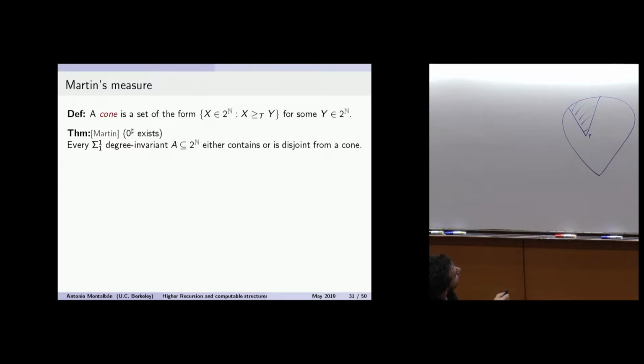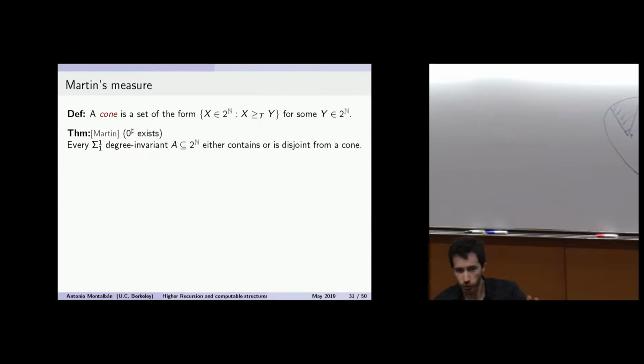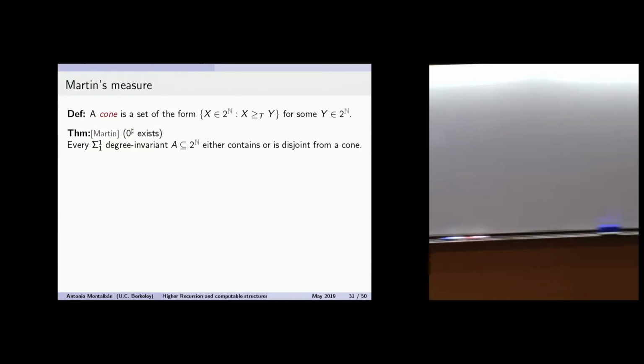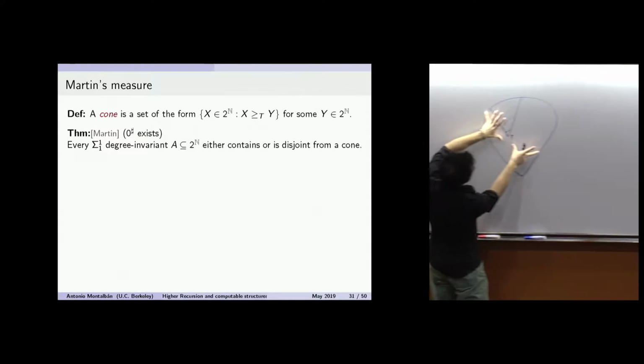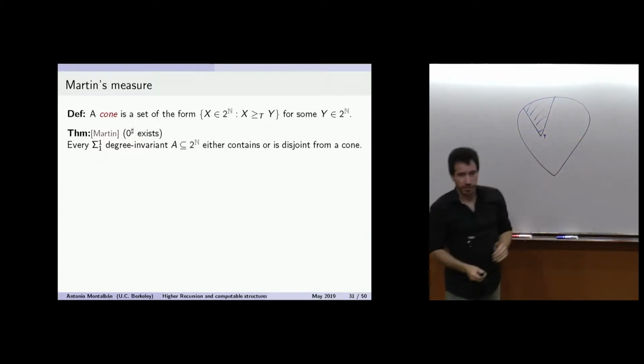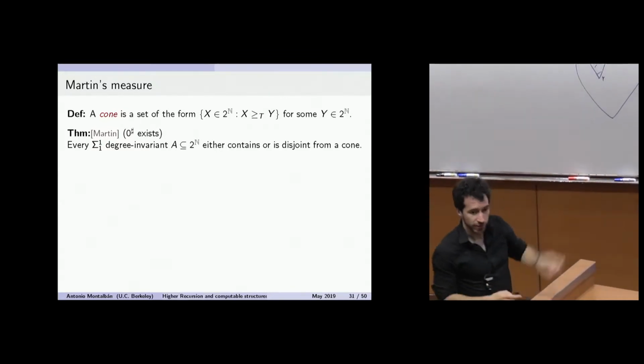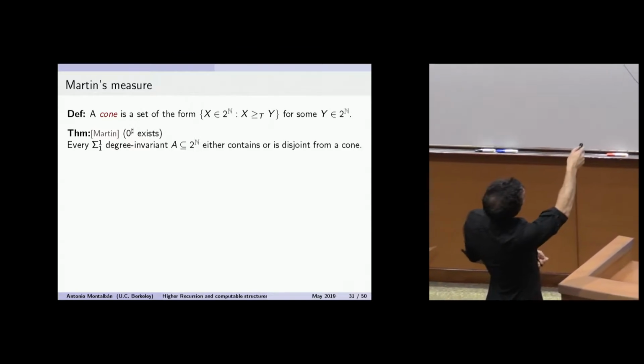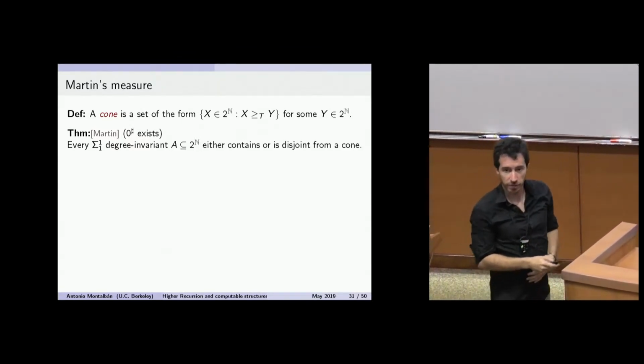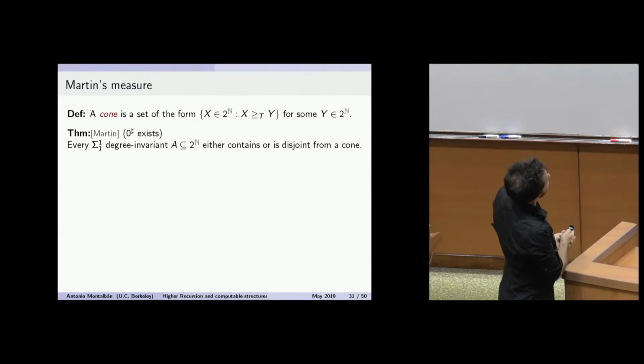So if you have a subset of the set of reals that is degree invariant, like Turing degree invariant, so if two things are Turing equivalent, either they're both in or both out, then either the set contains a cone or is disjoint from a cone. Ted mentioned this in his talk, right? Either it contains a full cone like this, or it's kind of to the side. But it cannot touch the cone and then not touch the cone. But that's using some large cardinal assumption, not from ZFC, but not that bad.